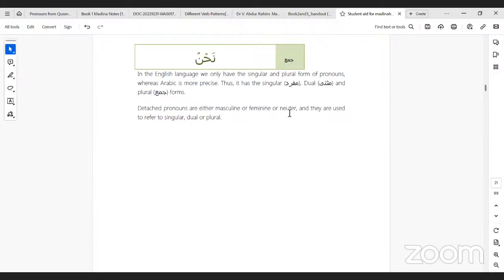Yeah. It's trying to say neutral, meaning I and we. I and we is for masculine and feminine. That's what it's trying to say. And they are used to refer to singular, dual, and plural. So ana and nahnu is used for feminine and masculine as well. Okay, brilliant.